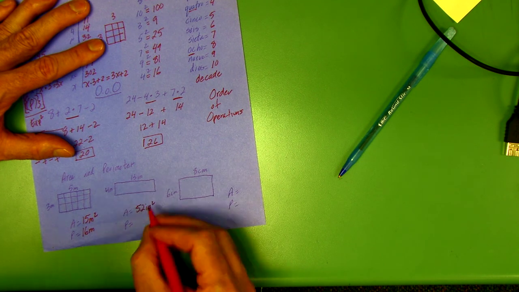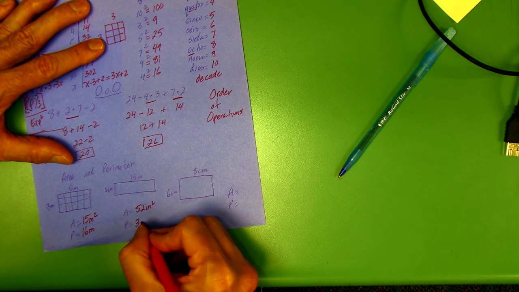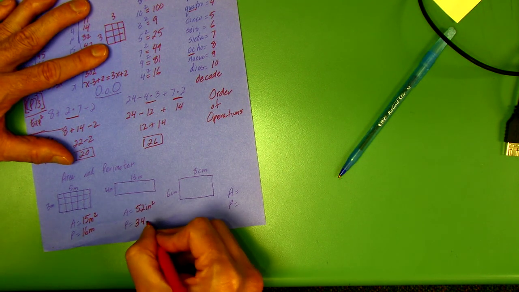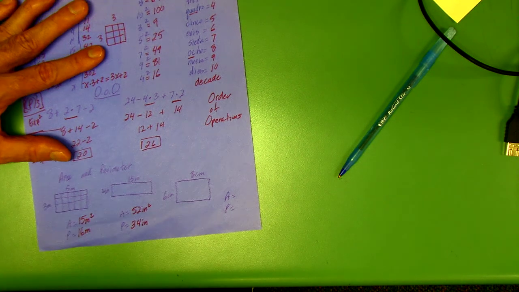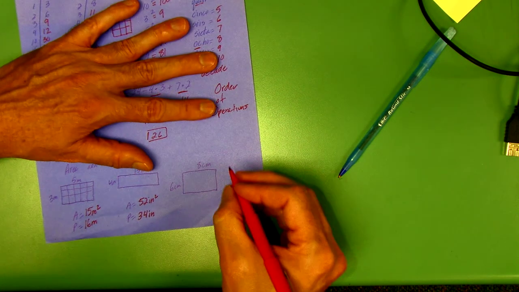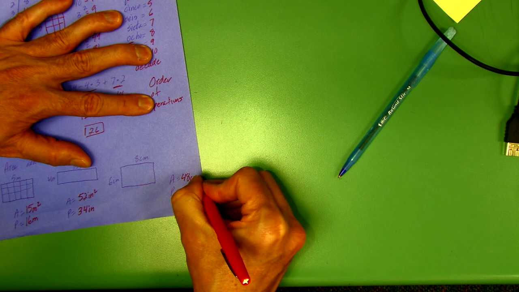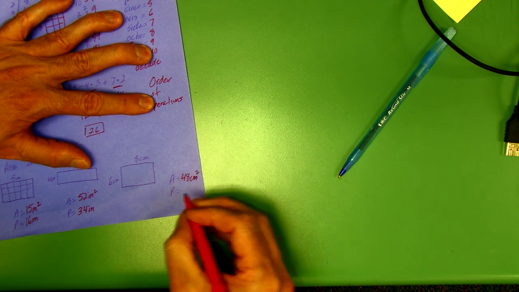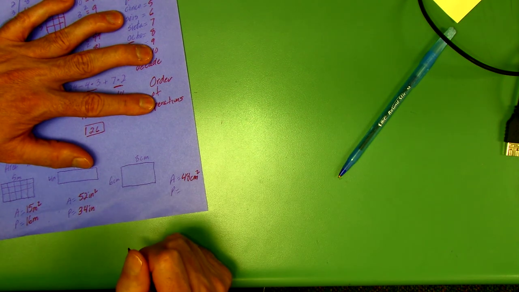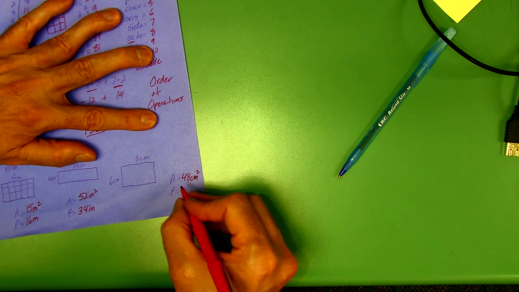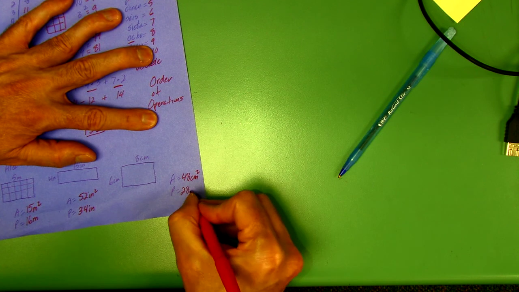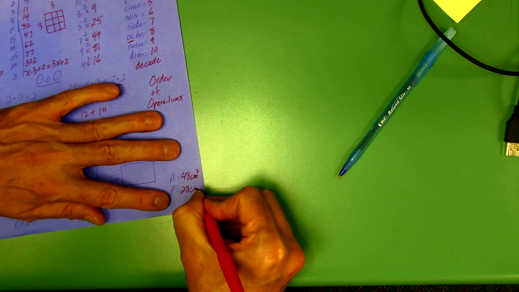4 plus 13 is 17. And I'm going to double that to get all the way around. Your fence goes all the way around the field. 34 inches. 6 times 8 is 48. So that's going to be 48. What kind of units? Square units, square centimeters. And 6 plus 8 is 14, plus another 14. The perimeter is 28 centimeters.